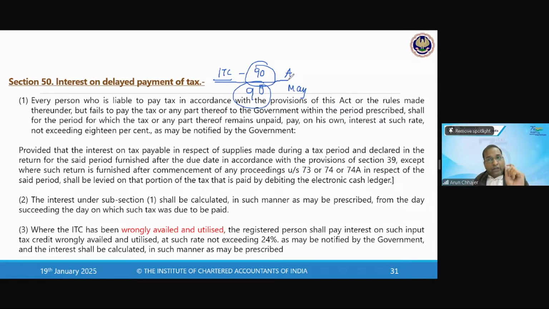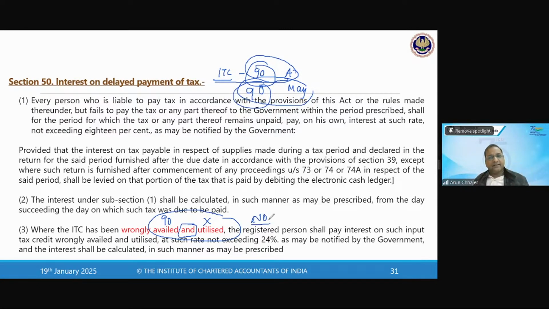I have not used it for the payment of liability. If it is in my credit ledger, and I paid it back to the government one month later, will the interest be applicable in this case? Answer is no. In this case, interest is not applicable. Why not applicable? Because you have availed wrongly, but you have not used. If you have not used, no interest.